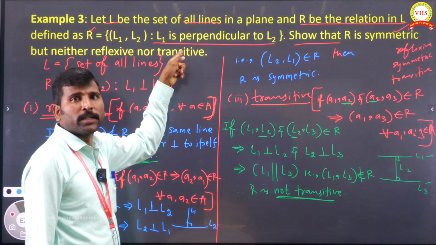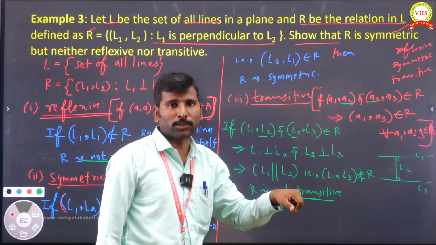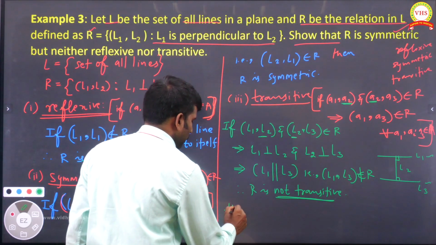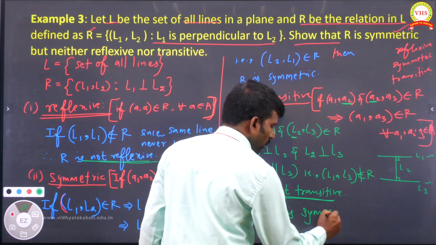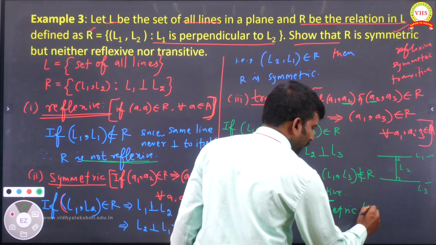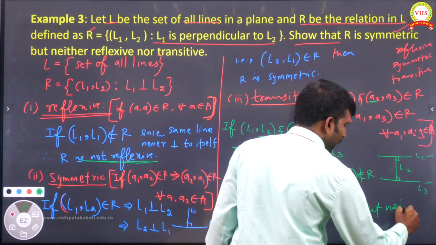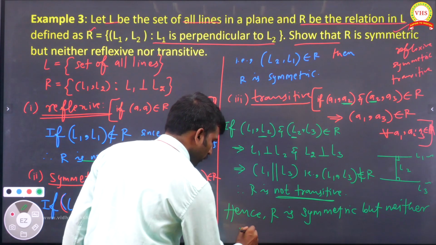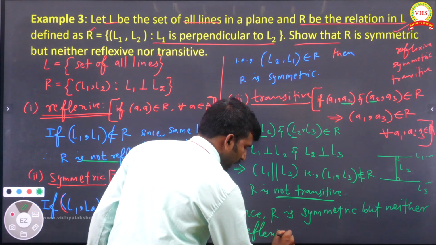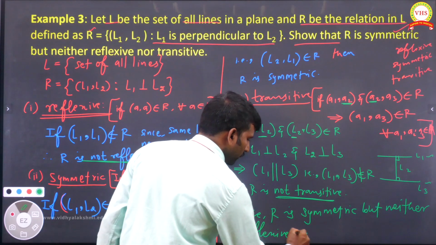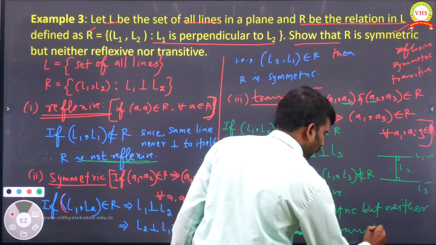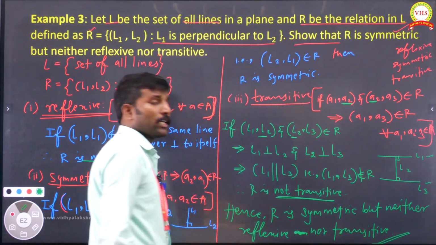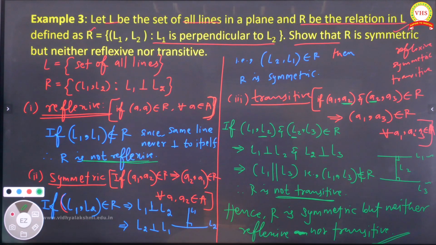Neither reflexive nor transitive, but it should be symmetric. That is what they asked to show. We got it. Then hence R is symmetric. R is symmetric, but neither reflexive nor transitive. That's it. Hence, we have done the proof. Understand? Take a note, children. We'll go to the next.